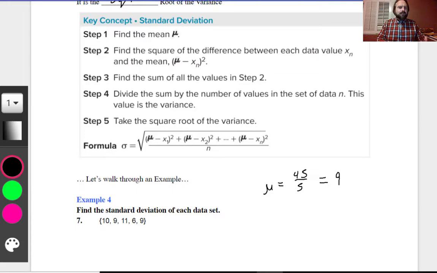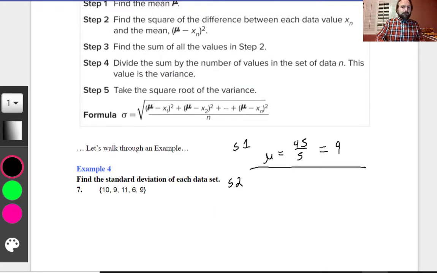So find the square of the difference between each data value and the mean. Basically, we have to do a lot of little problems to figure this out. So hold up right now. All right, we're going to have 9, that's our mean, minus 10 is equal to, and then square it. Okay, well, 9 minus 10 is negative 1 squared. Negative 1 times negative 1 is 1. Cool. Next one, so that's this one.